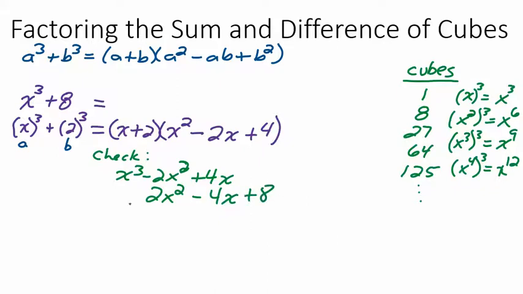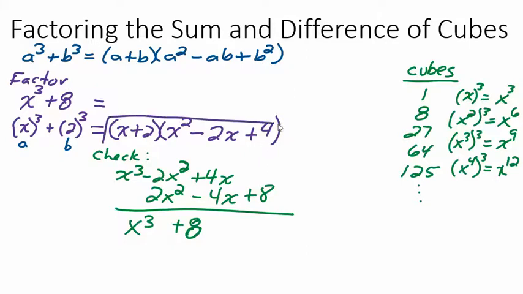Well, we can see this stuff lined up here. The x to the third is there. These guys make 0. Those guys make 0. And we're left with the 8. And it worked. All right. So if you're asked to factor x to the third plus 8, your answer is this guy right here. That is the answer to that factoring problem, because you've broken it down into two things that multiply together to be x to the third plus 8.